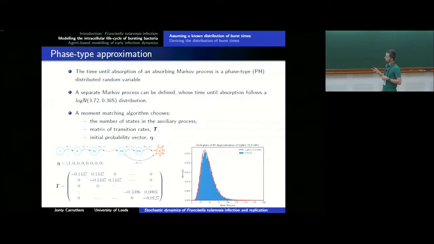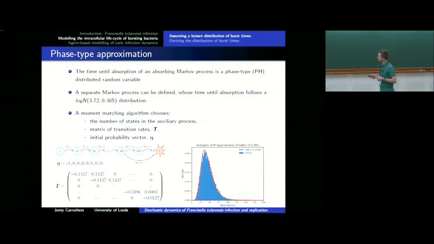Then you can start thinking, well, if I just pick any arbitrary number of states and I can define all the transition rates between them, maybe I can actually approximate any distribution. And that's true. You can approximate any non-negative real distribution by a phase type distribution. And that's essentially what we're going to do here. So here's our log normal distribution, and we're just going to use a statistical package in R, which is going to choose essentially everything for us.